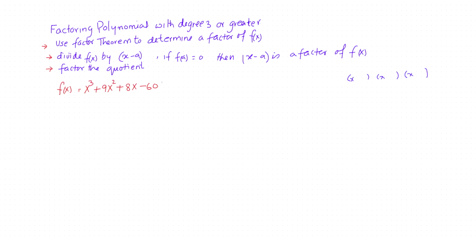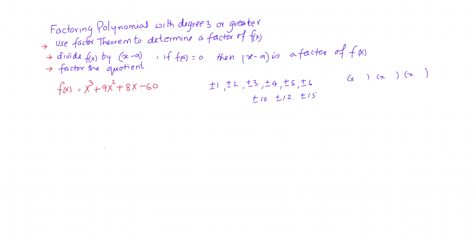So plus minus 1, plus minus 2, plus minus 3. All these we can divide into 60. And also plus minus 4 and plus minus 5, plus minus 6, and plus minus 10, 12, and 15. Okay, so in this polynomial, we'll substitute 1 and see whether we are getting 0 or not.